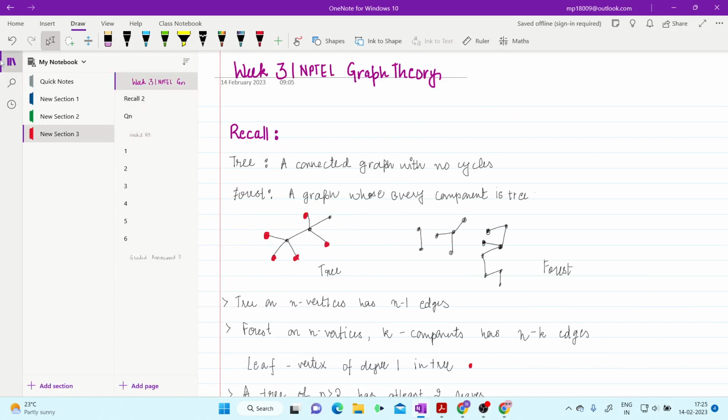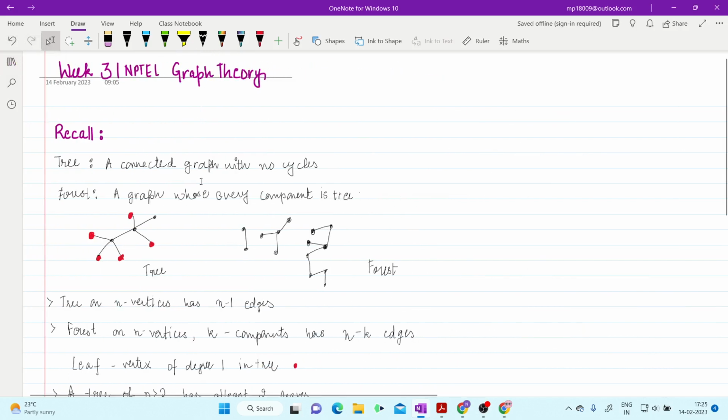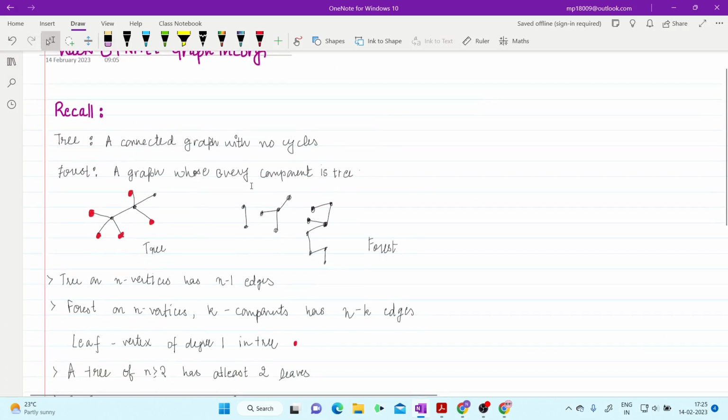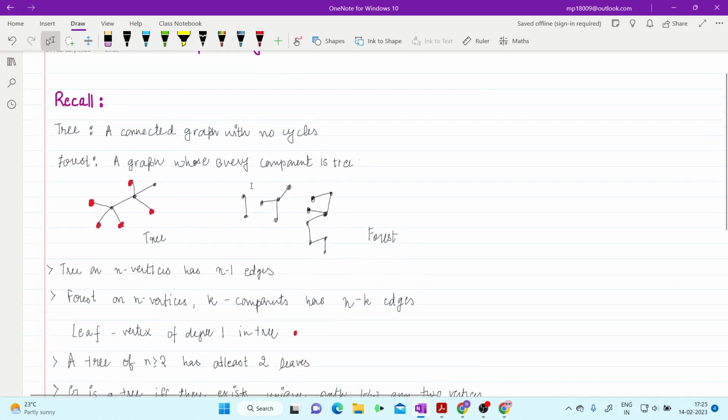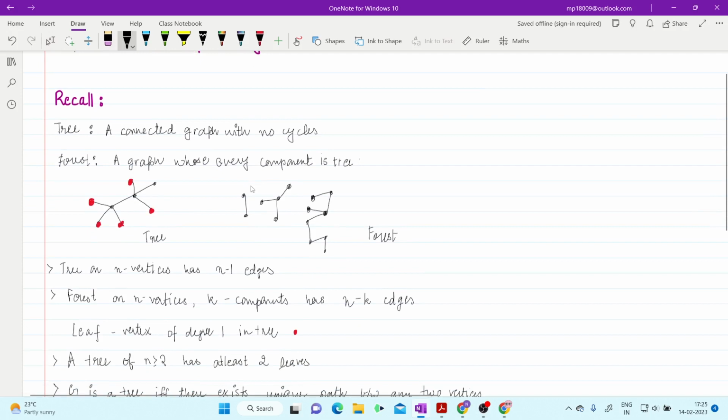Week 3 was about trees and finding minimal spanning trees. So what is a tree? A tree is a connected graph with no cycle. By connected graph, we mean that any two vertices can be connected by a path, and any connected graph with no cycle is a tree. So you can see this is an example of a tree. This is a connected graph, plus we have no cycles present here. So this is a tree.